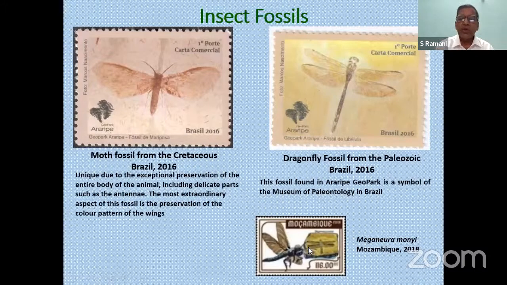This is again a fossil stamp produced by Mozambique of Meganeura monni, which is a very, very large dragonfly that was there during that time. Very huge, almost like a bird. So these are some fossil stamps that were produced. I'm not trying to tell you all the stamps that have been produced on this subject, just trying to give you a glimpse of some of them.